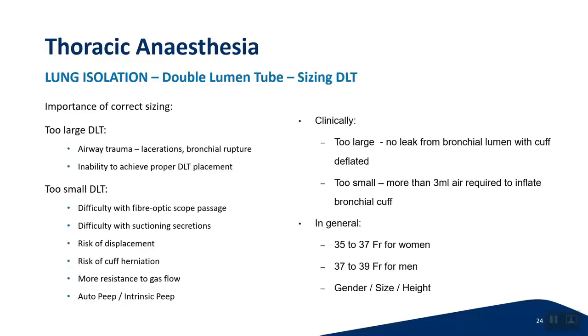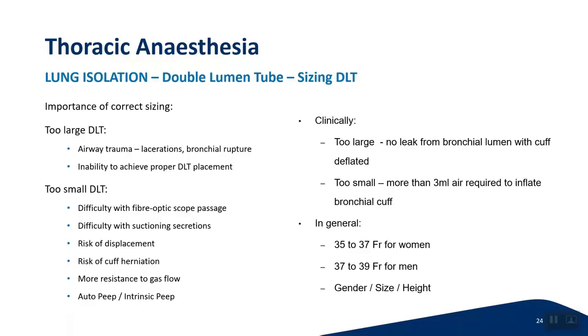Adult DLTs come in a range of sizes from 35 French to 41 French. The French gauge refers to the external diameter of the tracheal lumen in millimeters multiplied by 3. A properly sized DLT is one that passes easily through the glottis and advances without resistance within the trachea, with the bronchial component passing into the intended bronchus without difficulty.